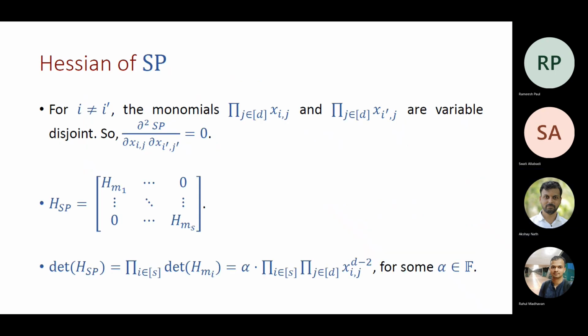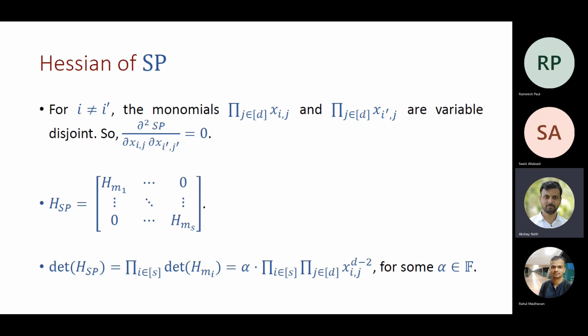Now, what about the Hessian of the sum product polynomial? Notice that if i is not equal to i', then the monomials product over j in d of xij and product over j in d of xi'j are variable disjoint. That is, the double derivative of the sum product polynomial with respect to xij and xi'j' is 0.